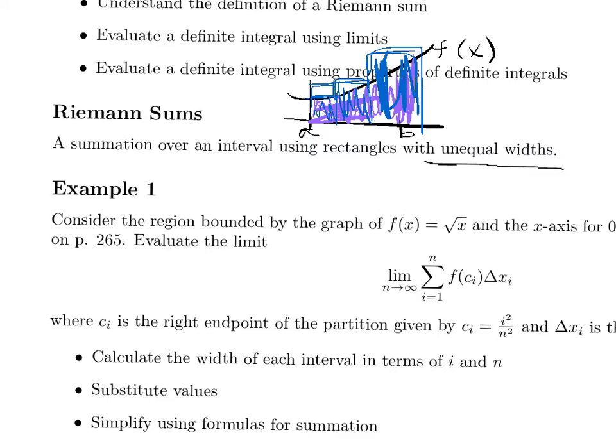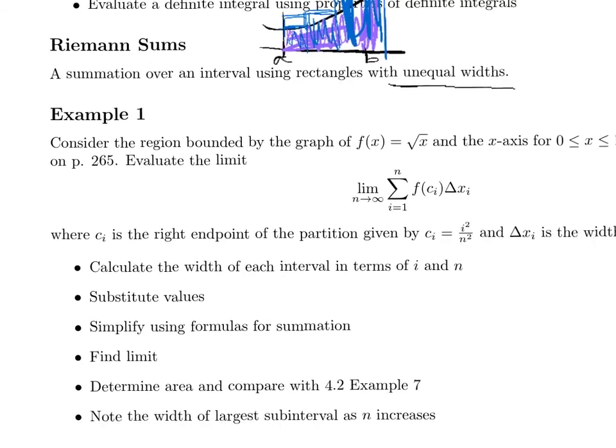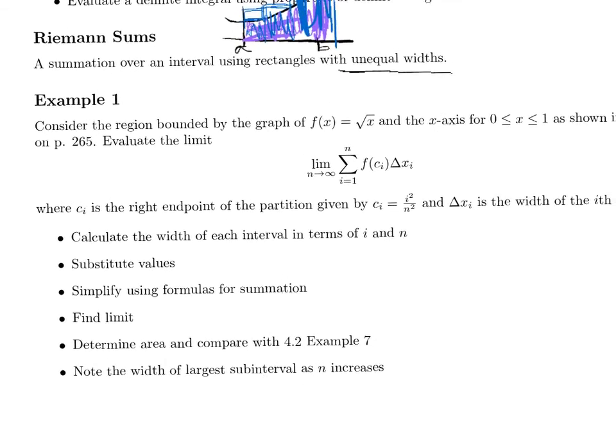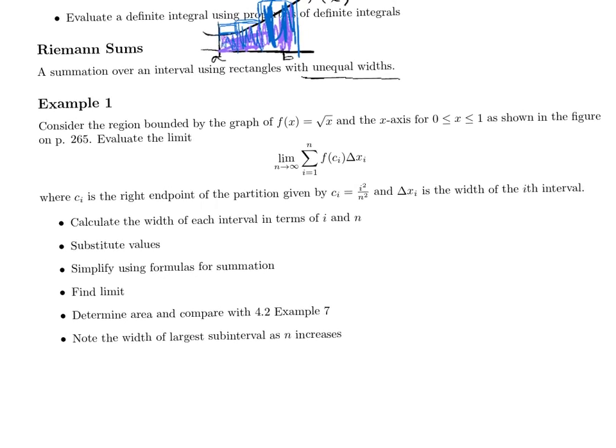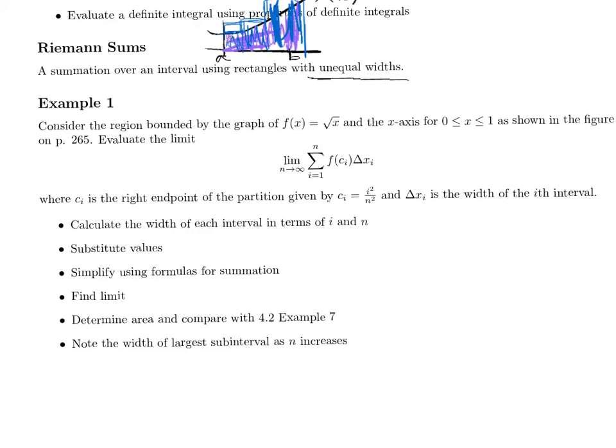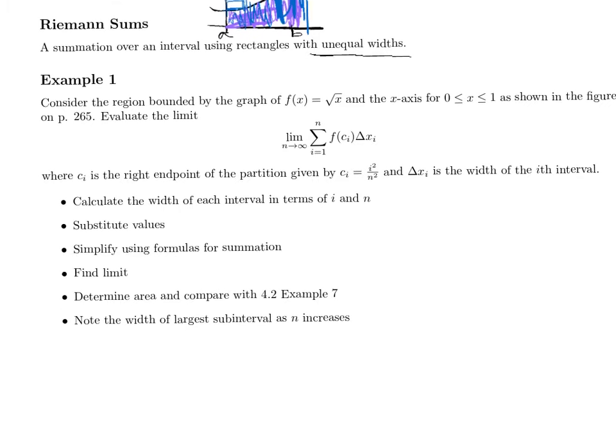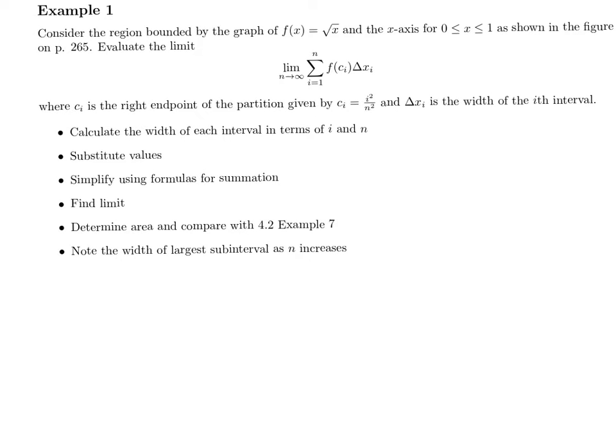So we're going from a specific thing of finding the sum of rectangles of equal widths to a more general scenario where they have unequal widths. We will find ultimately that the equal width rectangles are easier to work with, but we need to understand this idea of unequal widths in order to make our final proof of finding areas exactly. Okay, so let's try the mechanics of this with example 1.